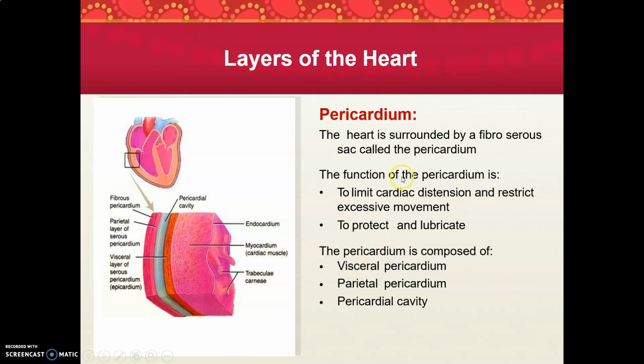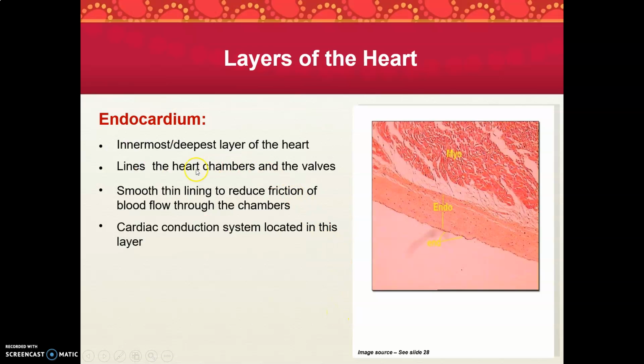Now, the function of the pericardium is to limit cardiac distension and restrict excessive movement, to protect and lubricate. The pericardium is composed of the visceral pericardium, parietal pericardium, and the pericardial cavity. The innermost layer of the heart is called the endocardium. The linings of the heart chambers and the valves are enclosed in the endocardium. It is made up of a smooth, thin lining to reduce the friction of the blood flow through the chambers. The cardiac conduction system is located in this layer.